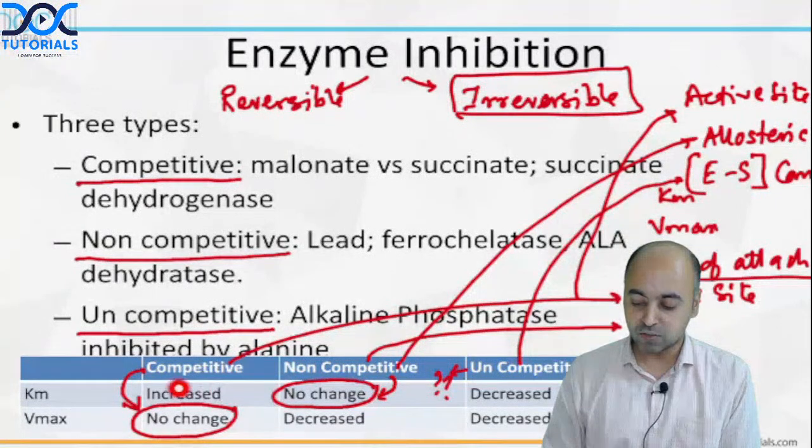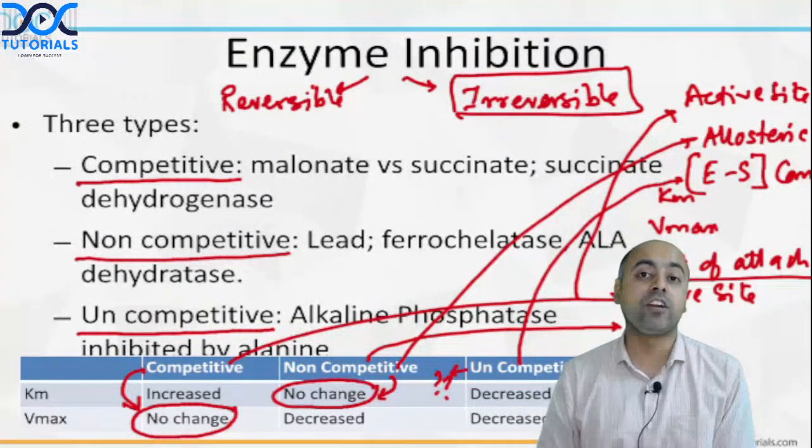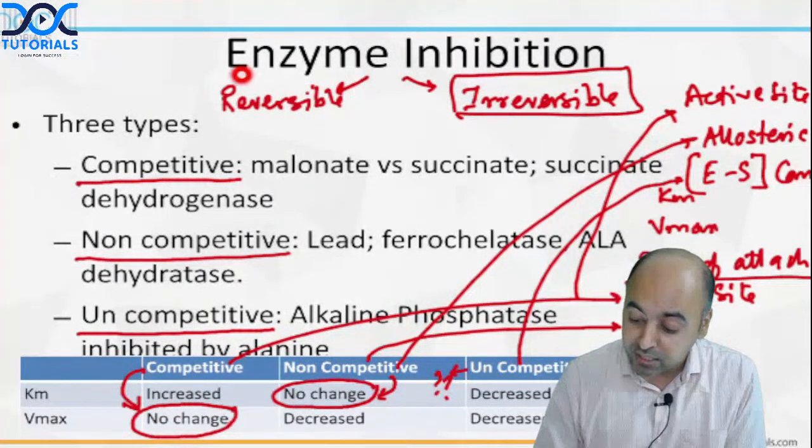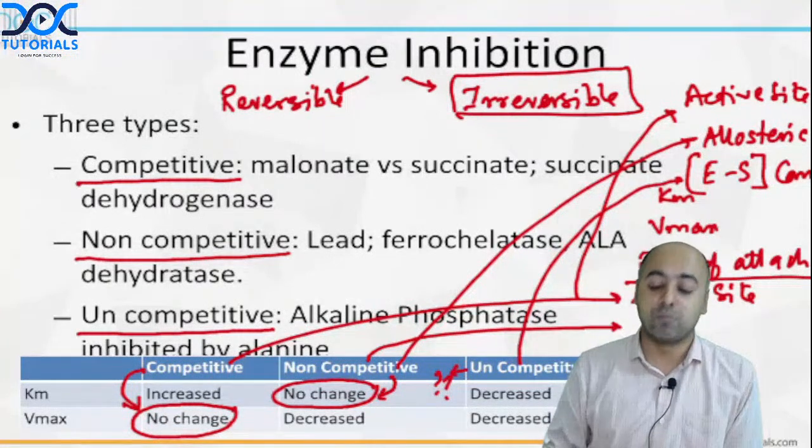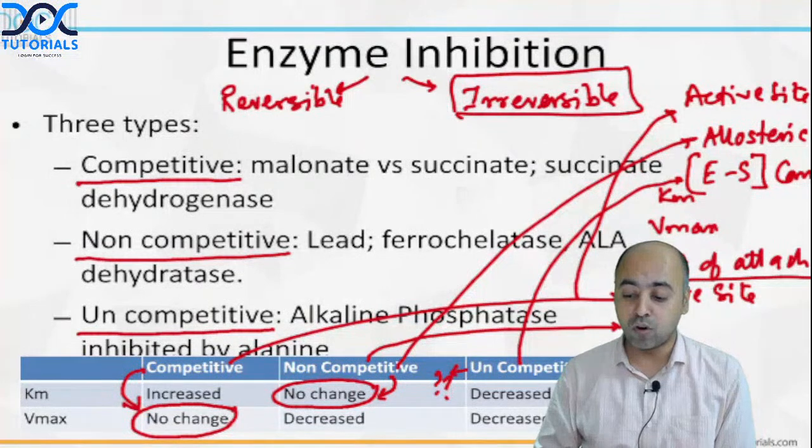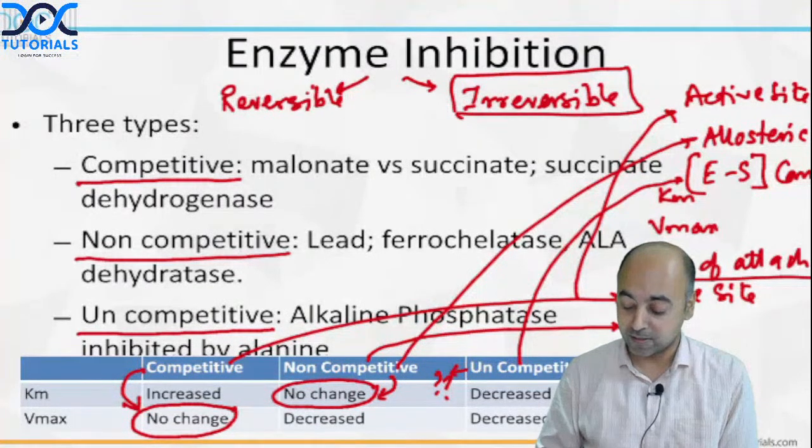So these are some of the points which you have to keep in mind when we are talking about the reversible type of enzyme inhibition. Please note, all these three are reversible types of enzyme inhibition.